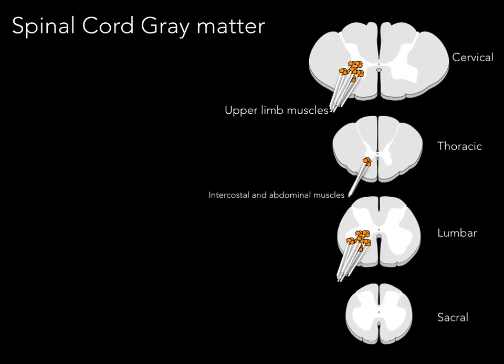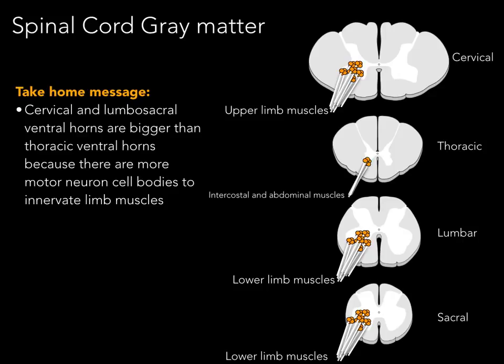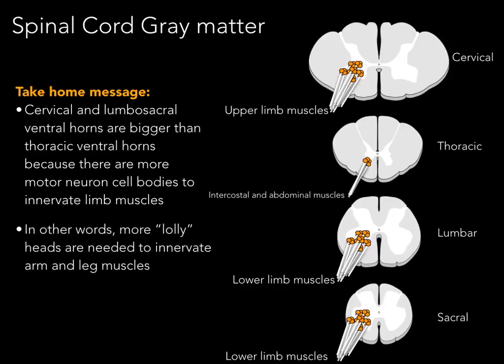Lumbar region, same thing. Lots of cell bodies because those axons are coursing to innervate lower limb muscles in the lumbar region, primarily hip flexors, quads, and adductors. And then the sacral level, we've got a bunch of cell bodies that are also going to lower limb muscles like your hamstrings and shin muscles and foot muscles. So, the take-home message: cervical and lumbosacral ventral horns are bigger than thoracic ventral horns because there are more motor neuron cell bodies to innervate limb muscles. In other words, more lolly heads are needed to innervate arm and leg muscles, and lolly heads take up more space, and therefore those ventral horns get really big.